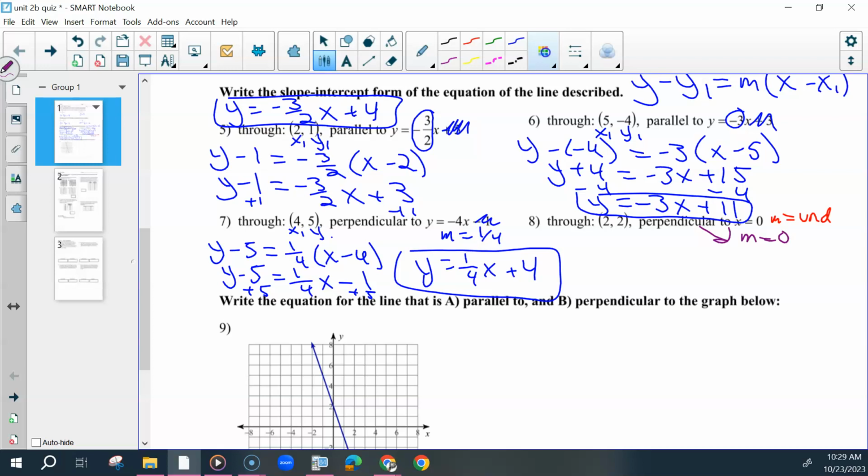Then, with work, you would be doing the same thing. Y minus 2 equals 0 times x minus 2. This is where some of us got confused, because 0 times anything is just going to be 0. But some of us put 0x and then it threw off the whole thing. But there's nothing left on this side. It's just 0. So when we add 2, it's just y equals 2.